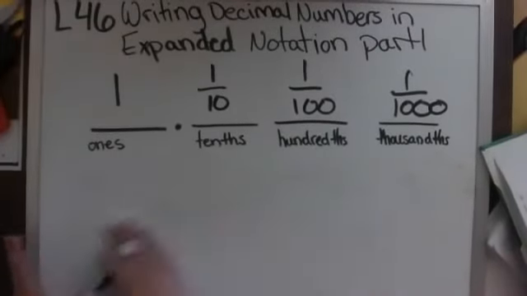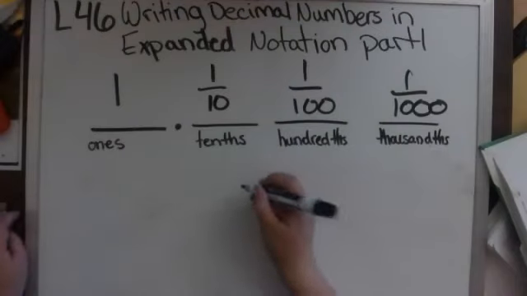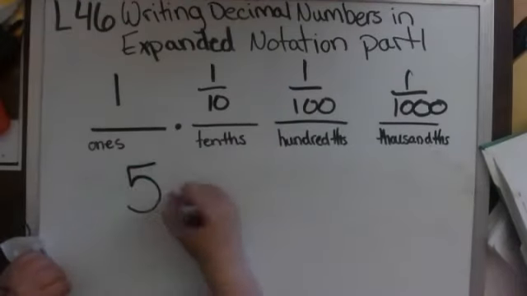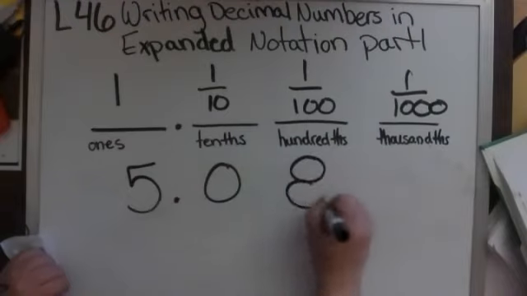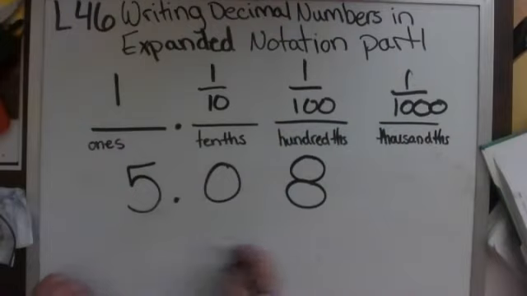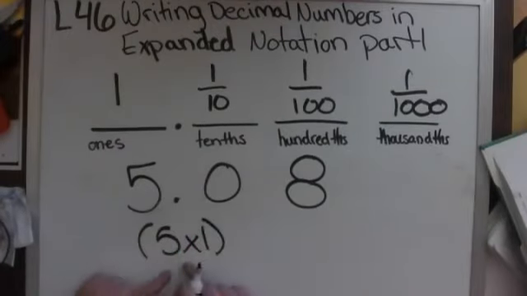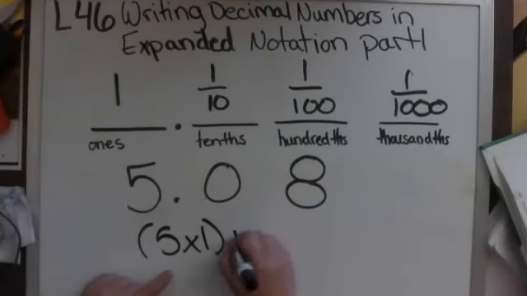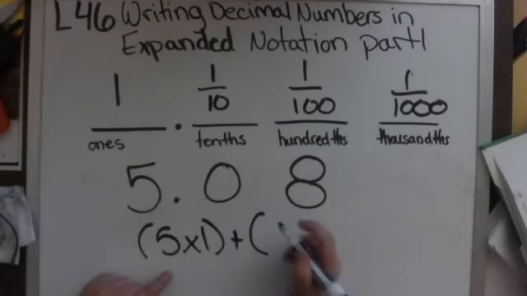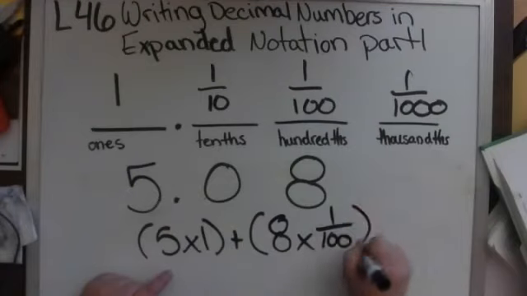Let's look at one more together. All right, this one, same thing. Okay, parentheses, 5 times 1, because it is in the ones place. Adding it to, not tenths, because there's nothing there, hundredths. So 8 times hundredths place.